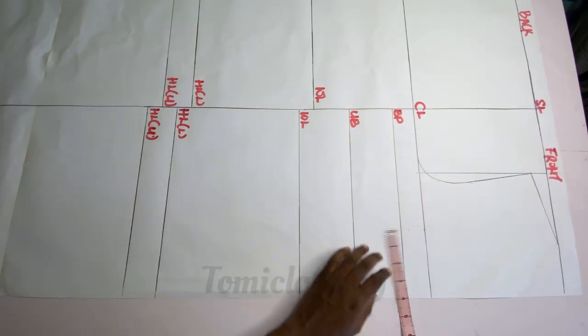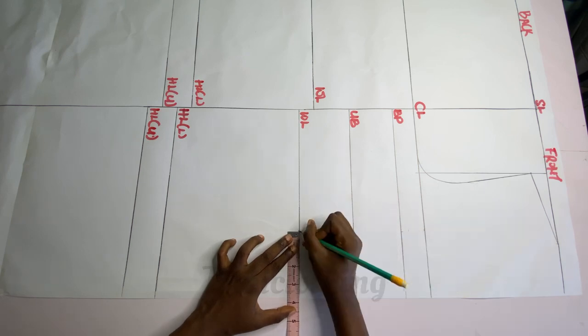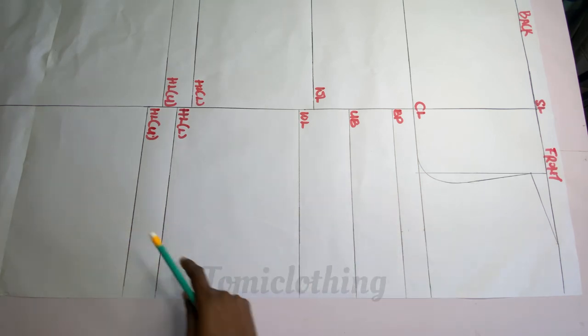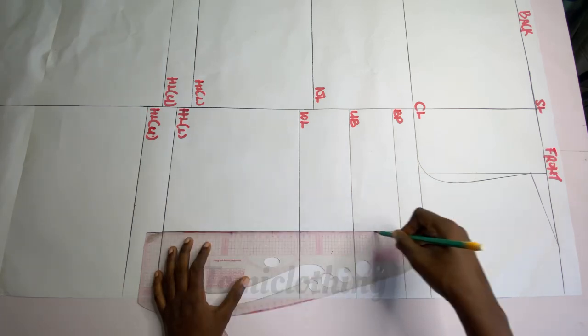Next up, you are going to be placing half of your bust span, or half of your nipple measurement, on the bust point line up to the hip line. Then you rule a straight line across, just as you can see.